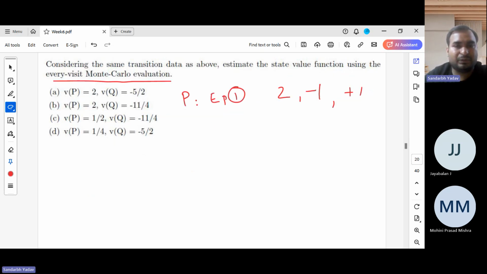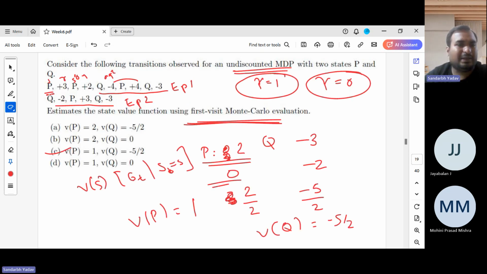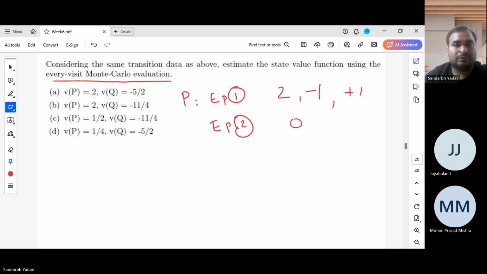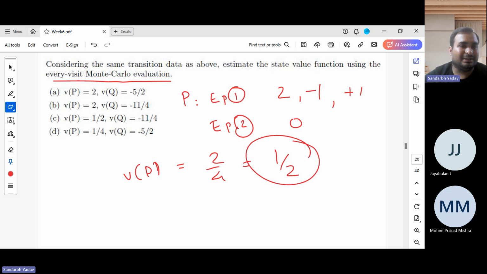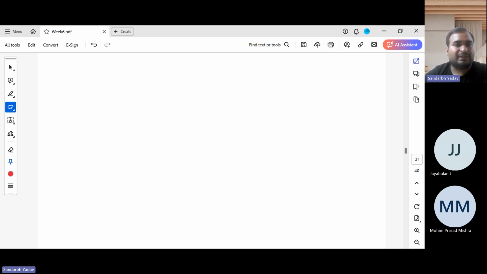And for the second episode, I think there is only one visit and we already have the value. It was 0. So now when you are taking the average, you have four values and you need to do the average with respect to 4. So this will get cancelled, 2 by 4. So the value of P is 1 by 2. Although you can see the answer from here, this is the only one with 1 by 2. But let's calculate for Q also so that you get practice.